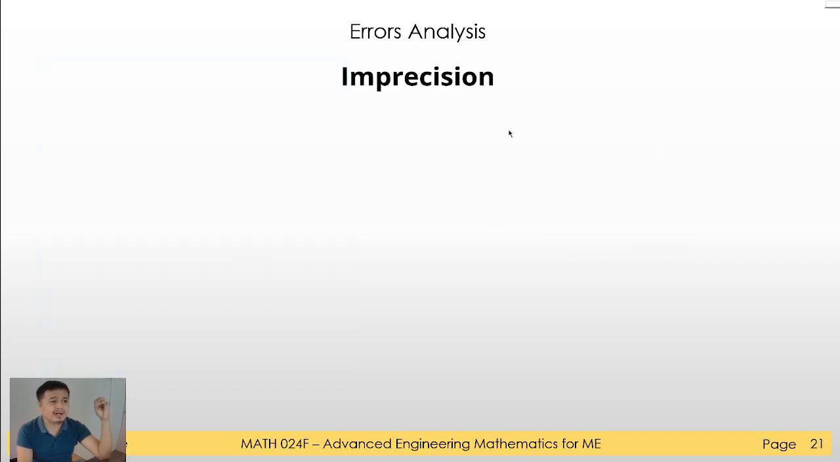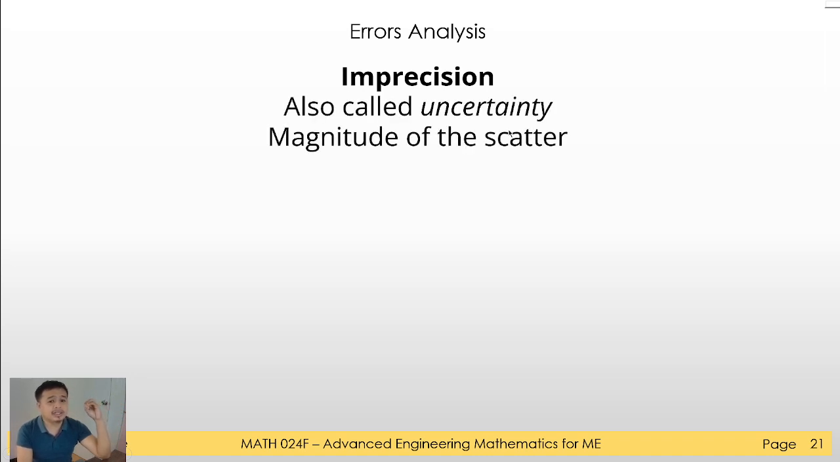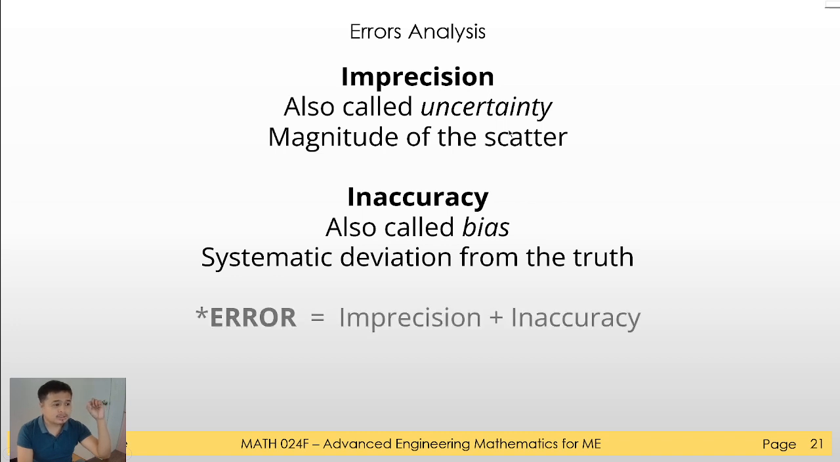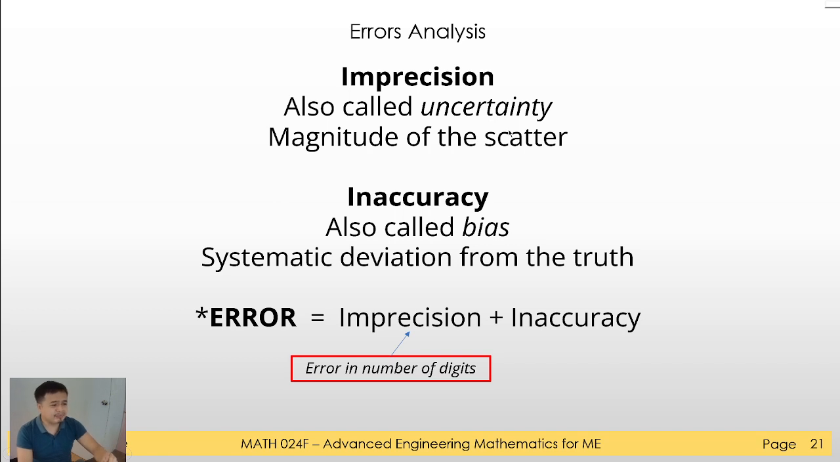So let's talk about imprecision first. Imprecision is also called uncertainty, and its magnitude is basically the magnitude of scatter. So if your numbers are a little bit scattered, that means they are imprecise. And then inaccuracy is also called bias, and this is the systematic deviation from the truth. Basically, how close it is to the target, that is accuracy. Therefore, inaccuracy is how far it is from the target. So the error is the sum of both of these components, imprecision and inaccuracy.